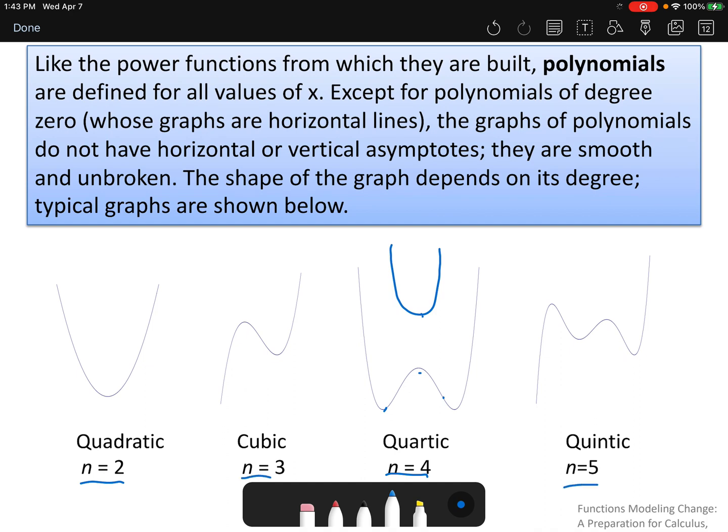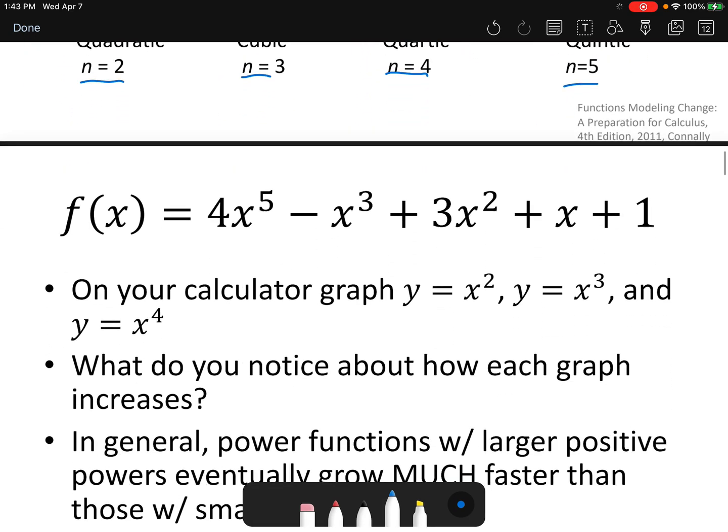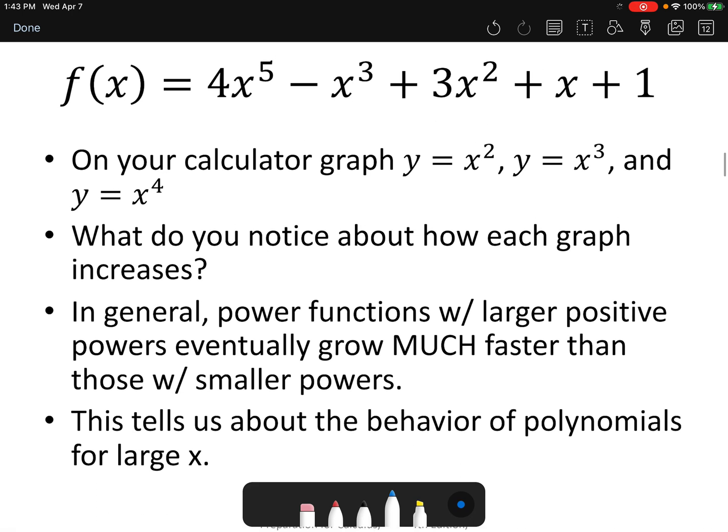All cubics and quintics and seventh and ninth, remember, look like a chair function. So it's just unique to what the problem is. For instance, f of x equals 4x to the fifth minus x cubed plus 3x squared plus x plus 1.